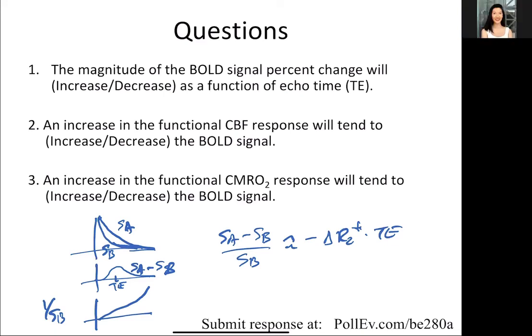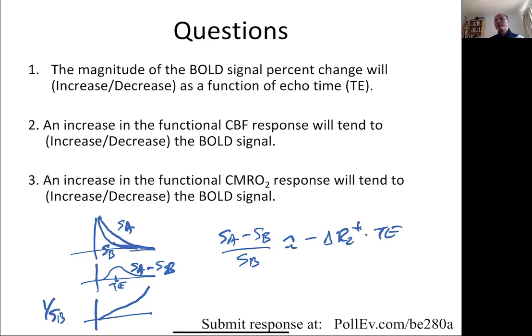Okay, let's take a look here. So here are the results. About two-thirds said increase, and that is the correct answer. It will tend to increase the signal. Remember, if we have more blood flow coming in, then there's going to be more oxygen coming in, right? And so that means there's going to be less dephasing of the signal, so the MR signal should go up. So that's one way to think about that.